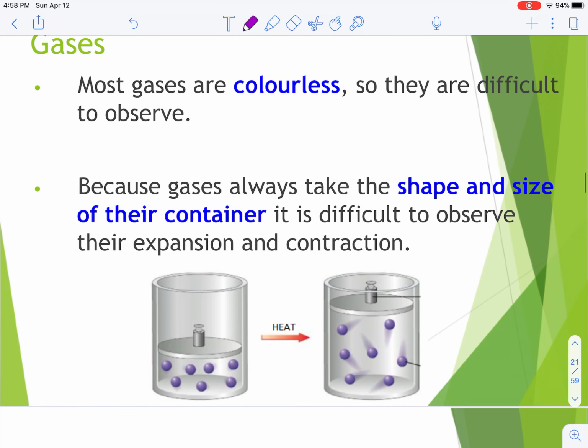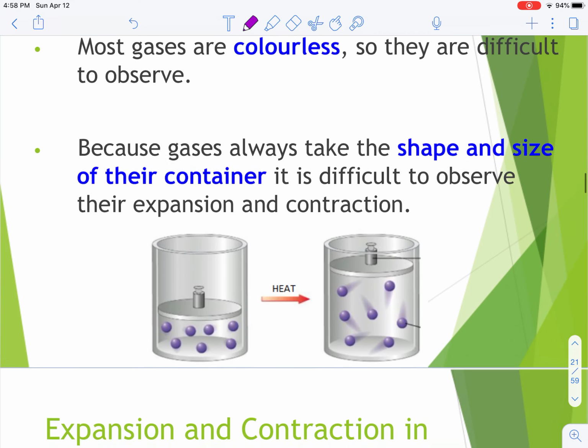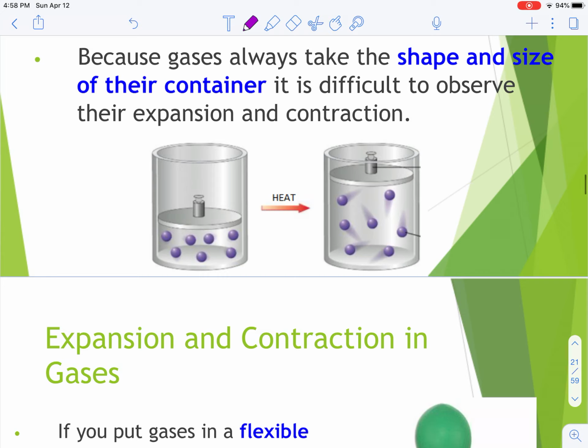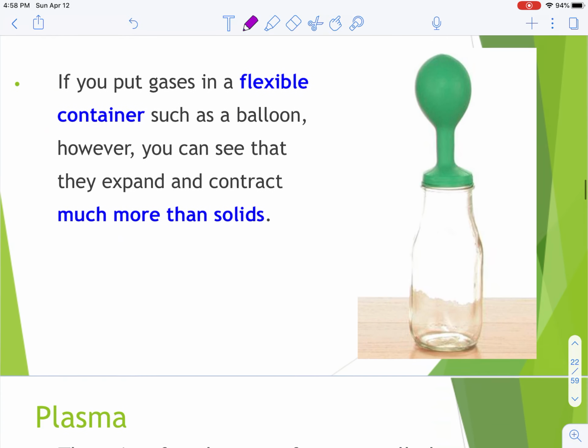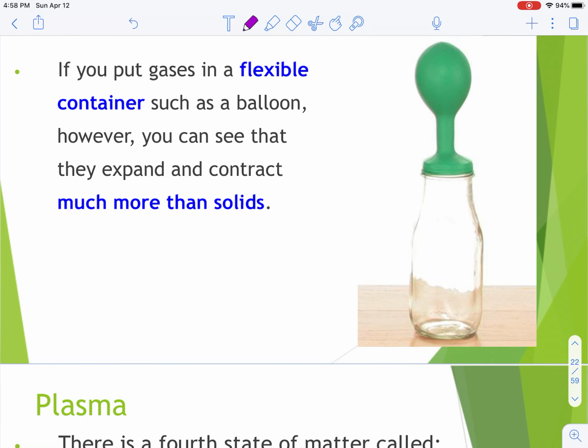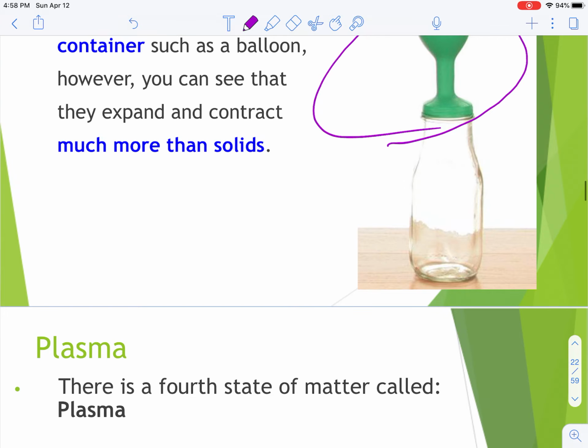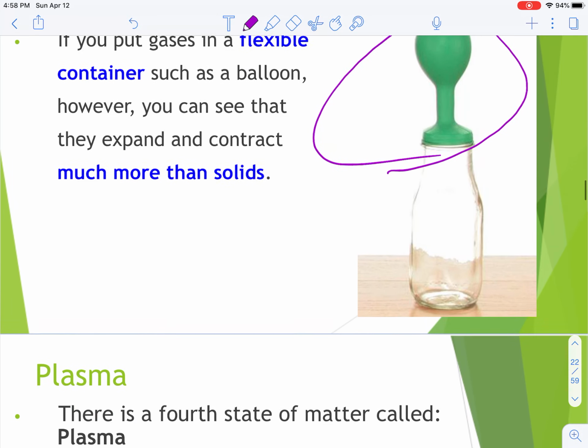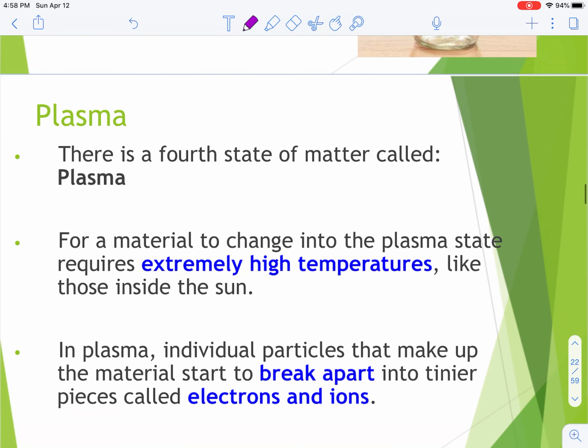Moving on to gases, they will take the size and shape of their container, and if they are warmer, they will take up more space. So this piston here is loose, and when you heat up the container, the piston went up because the gas took more space. If you put a balloon on a bottle and heat that water, like in boiling water, this is what the balloon can do, because the particles in there will take up more space.